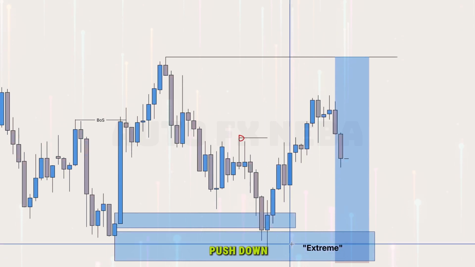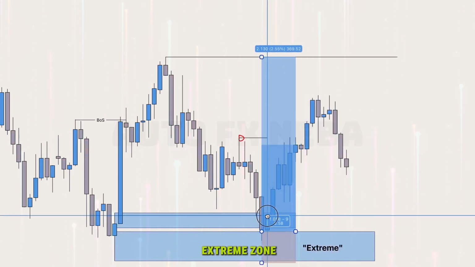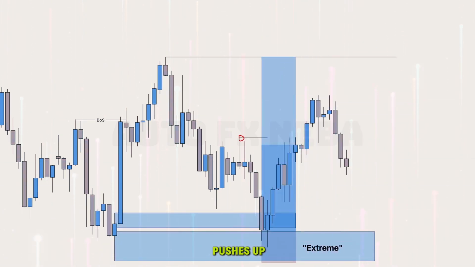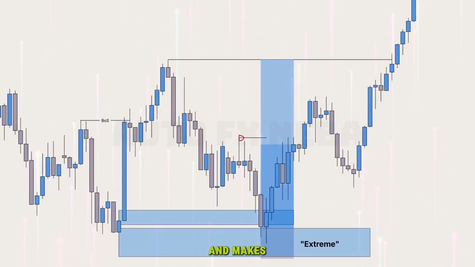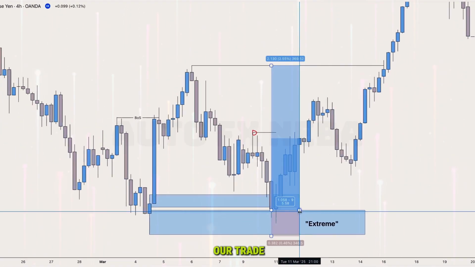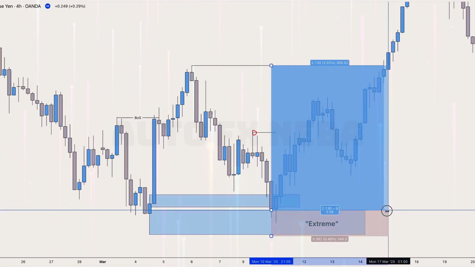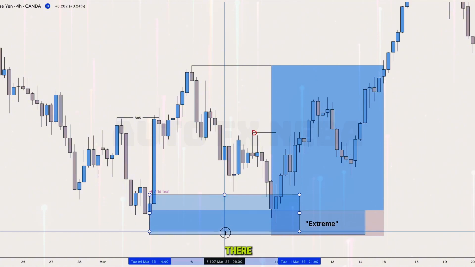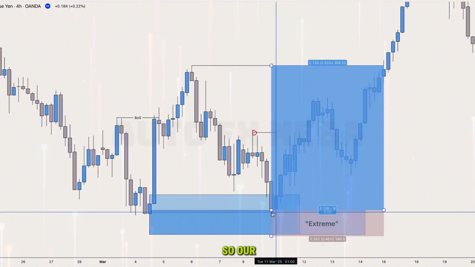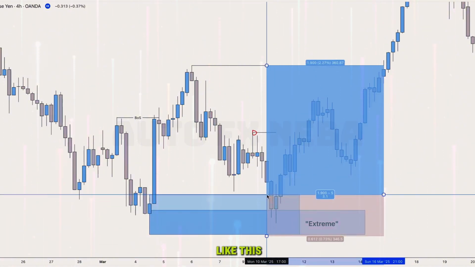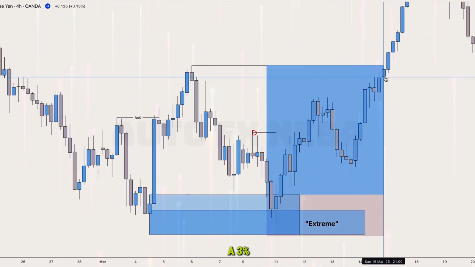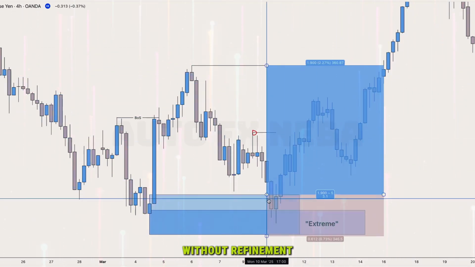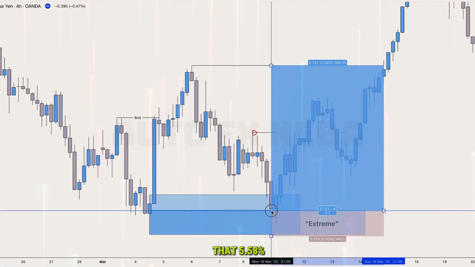See, we get pushed down into that extreme zone, and then the market pushes up and makes its new high, which would fill our trade target. And just to show you, if we were working with the 4-hour zone, the high of the zone would be there, the low of the zone would be there, so our position would look like this, okay?